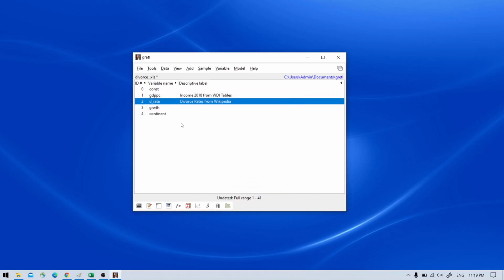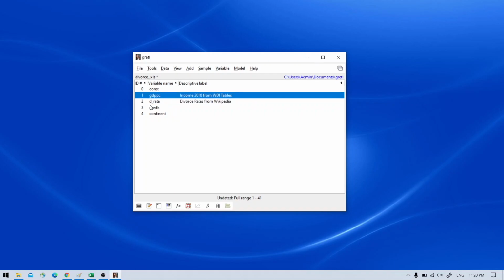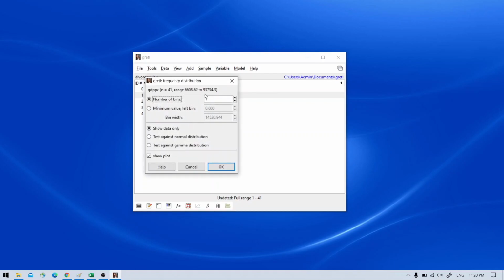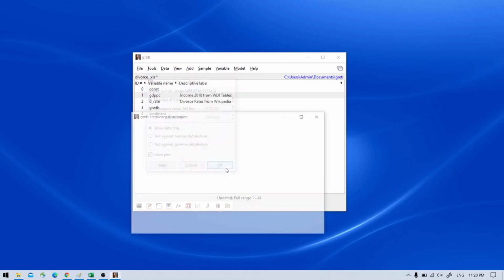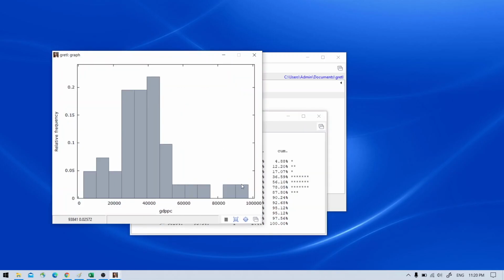So there we go. The first thing you need to do for a critical exercise is to take a look at the distribution of the data of the variables. Say for GDP, right click, say frequency distribution, you can pick the number of bins, maybe 13, go OK, and there is the distribution. So you have countries which are not very rich, and countries that earn quite a lot. This is GDP per capita in US dollars.